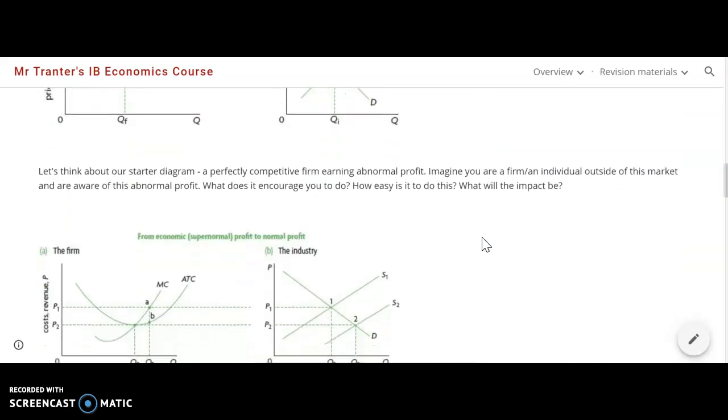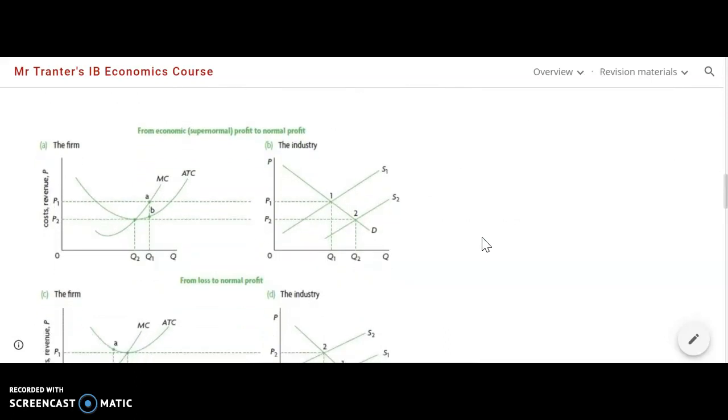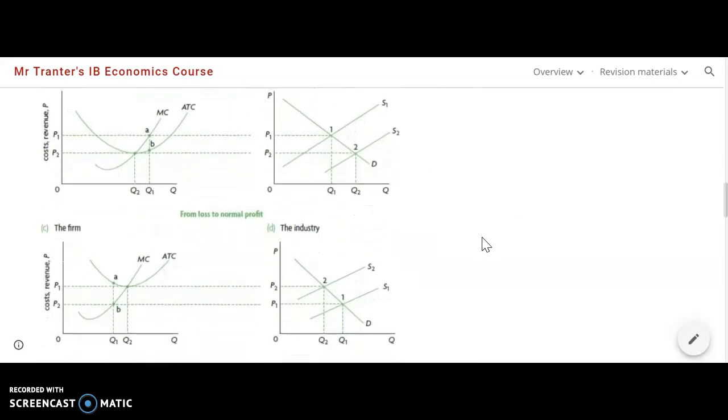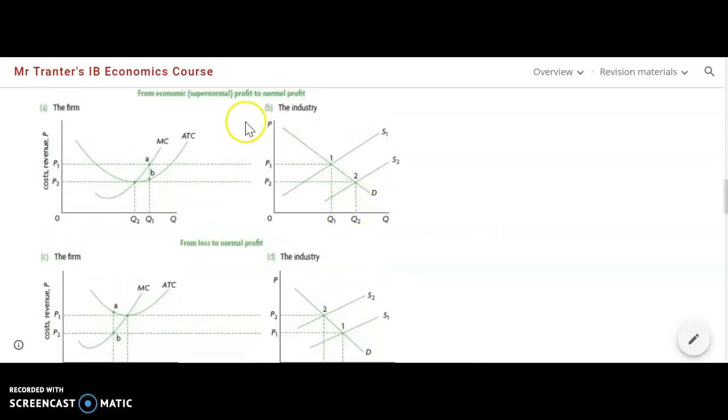So whether we were in abnormal profit before or a loss before, firms entering and leaving the market are going to cause a shift in the supply curve, which changes the market price and moves us to a point where firms are now making normal profit. We can see that in these two diagrams here. This is where we move from abnormal profit to normal profit.